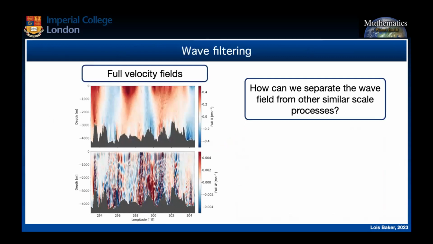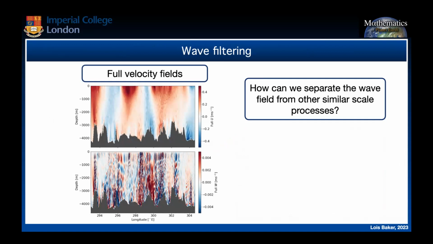So the first thing to do is we need to filter out the waves from the rest of the flow. On the top here, I'm showing zonal velocity, and on the bottom, vertical velocity. In vertical velocity, you can actually see most of what we have there is the lee waves. They're being generated at the bottom, propagating up to the surface, and in fact, they're reflecting back down again here. Whereas in the zonal velocity, you can see the main signal is from the mesoscale eddy field.